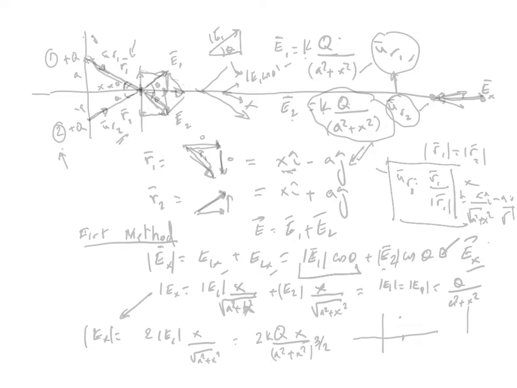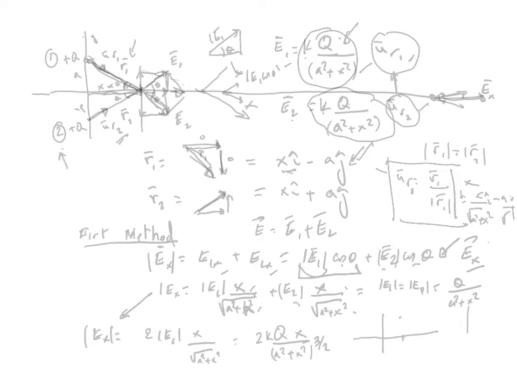Okay, and what is the magnitude of E1? Well, I see here the magnitude of E1 is this. What is cosine of theta? Cosine of theta, if you see in the picture, is this side divided by the hypotenuse. So it will be x divided by the square root of a squared plus x squared. The magnitude of E2 times cosine of theta will be this.